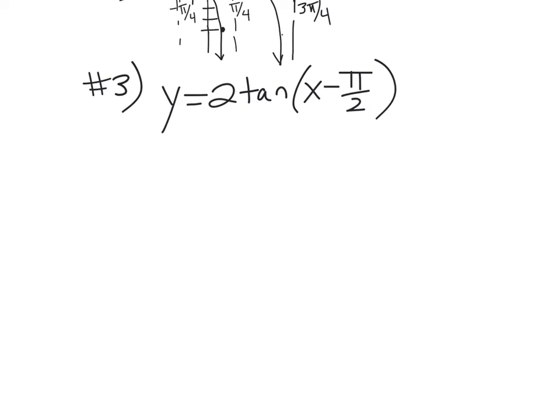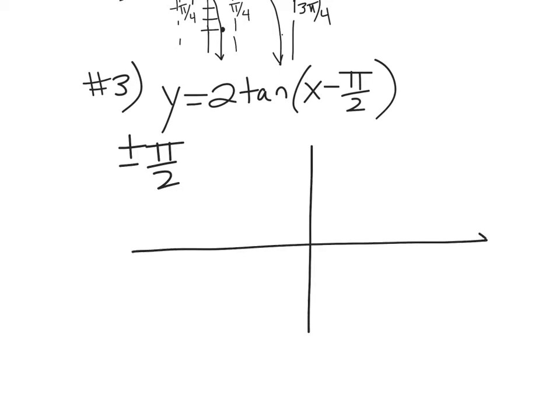All right, so here we go. First of all, our asymptotes are going to be at plus or minus pi over 2 over b, and b in this case is 1. So our asymptotes are at plus or minus pi over 2, but they're not though. They're not. Because for this graph, everything is getting shifted. It's getting shifted pi over 2.